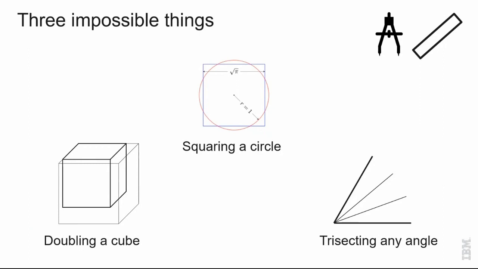And you cannot trisect any given angle. Trisect means you want to find an angle which is the third of a given angle. You can do it for some angles. You can trisect 90 degrees because it's easy to construct 30 degrees. But you cannot do it to any angle that you want. For example, you cannot trisect 60 degrees. You cannot find 20 degrees.